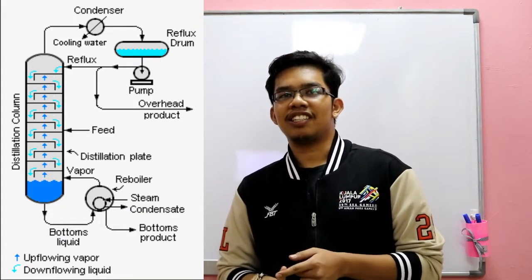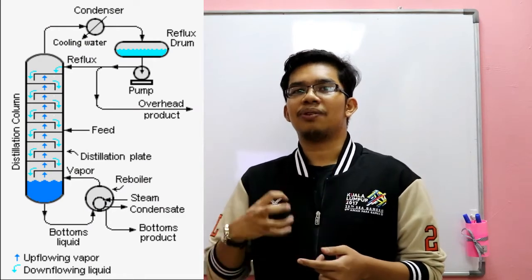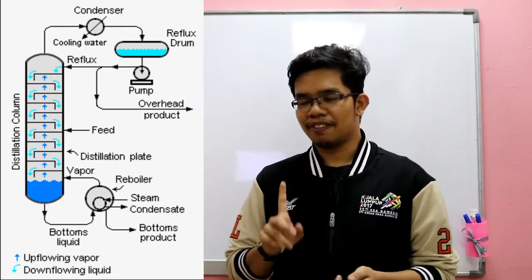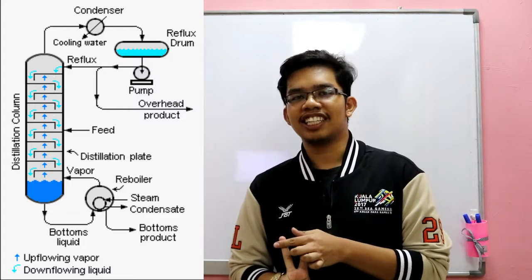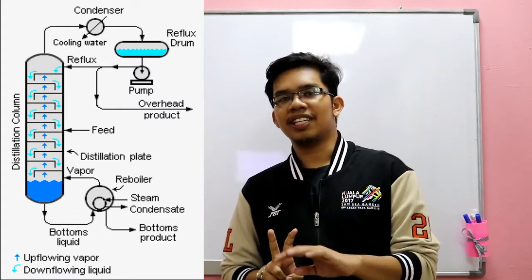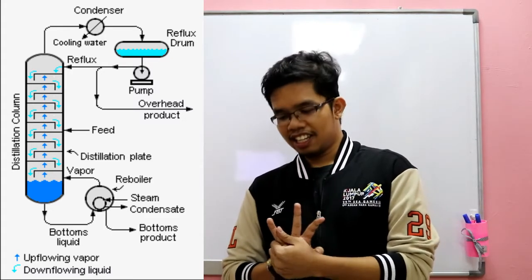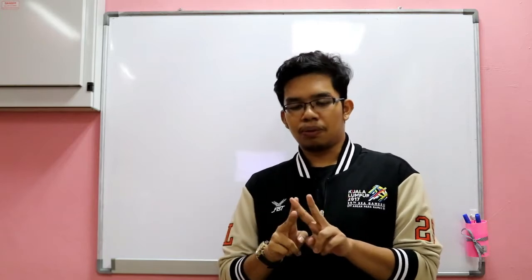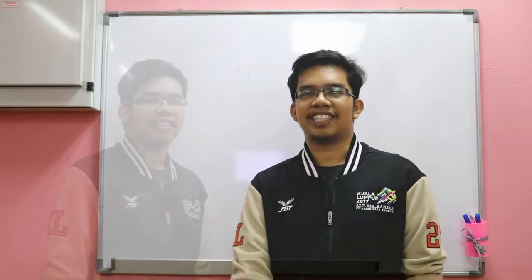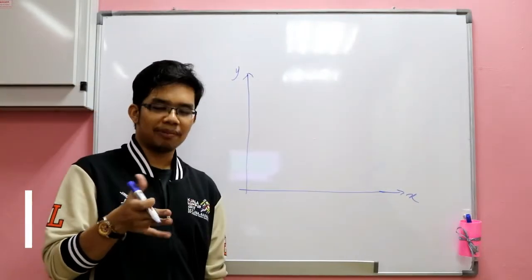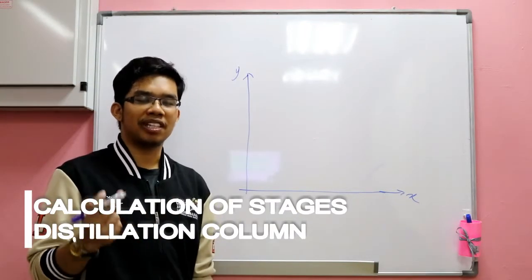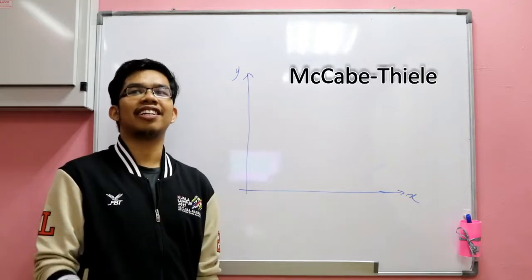So in a distillation column, there are three main things that have to be in the process. Okay, the first one is the heater, where we use the heater to heat up the mixture to become vapor, and then we need a condenser to change the vapor back into liquid. And then the most important thing is that the mixture must contain two chemical components that have a large difference of boiling point. For the calculation of the number of stages for the distillation column, we will use the McCabe-Thiele method.